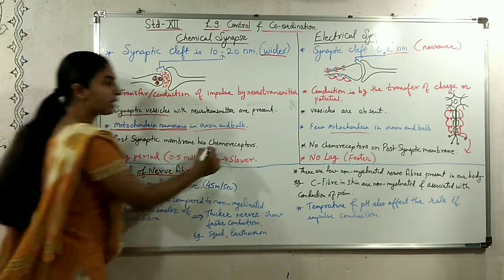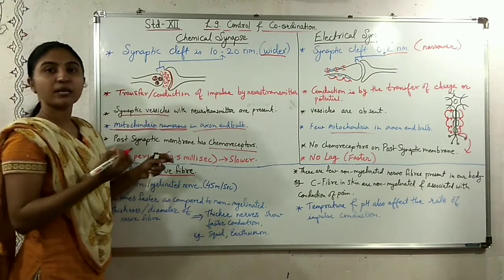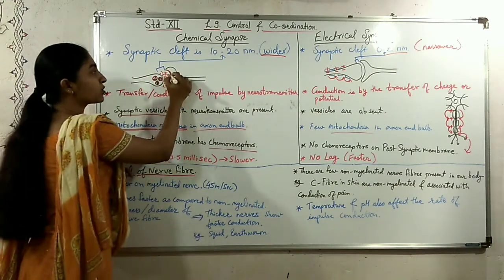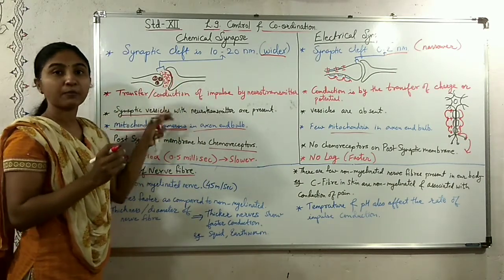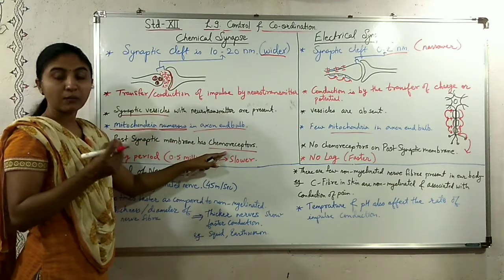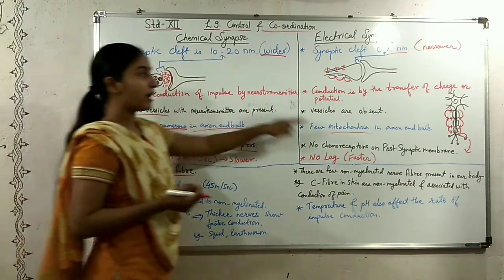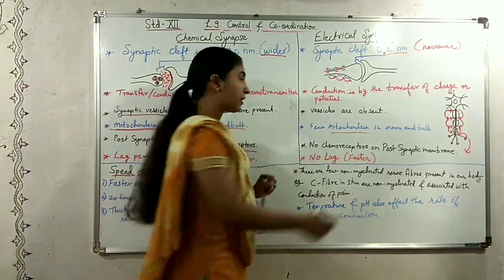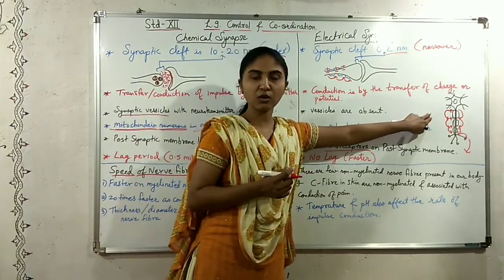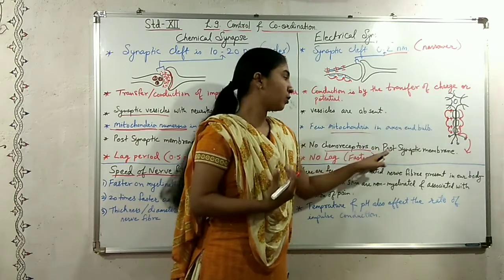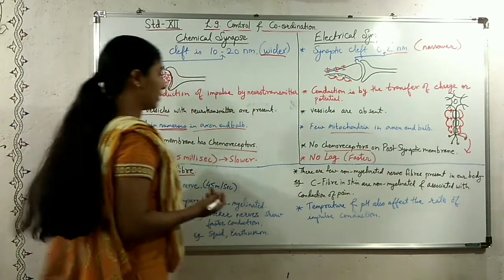The postsynaptic membrane has chemoreceptors. As we saw, this postsynaptic membrane has chemoreceptors which receive the neurotransmitters. These neurotransmitter molecules bind to the chemoreceptors or neuroreceptors present on the postsynaptic membrane. Whereas in an electrical synapse, there are no chemoreceptors. No chemical is required for the transmission or conduction of the impulse, so no chemoreceptors are present on the postsynaptic membrane.